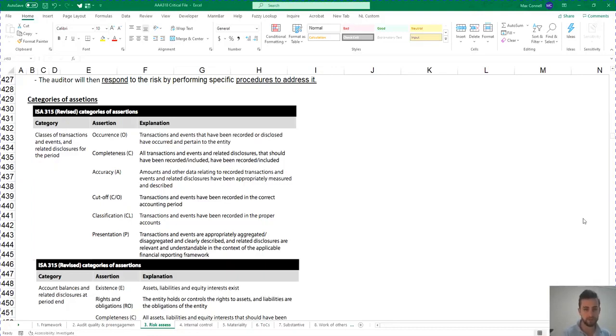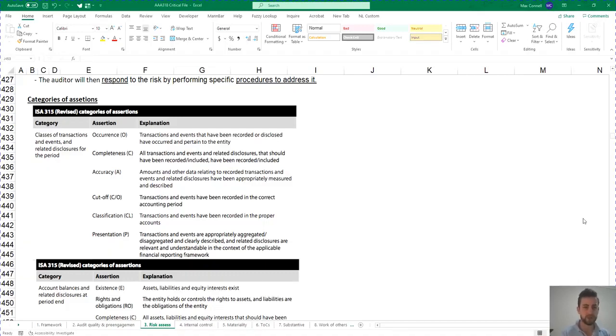Classification. So transactions and events have been recorded in the proper account. You might have something in the wrong account, and even though the amounts are correct in aggregate, it might change people's opinions of whether they should invest if you've got money in long-term liabilities as opposed to a short-term liability, for example. And then presentation.